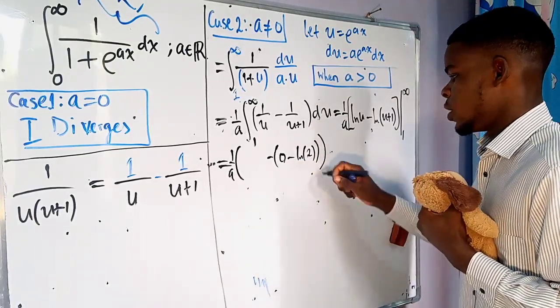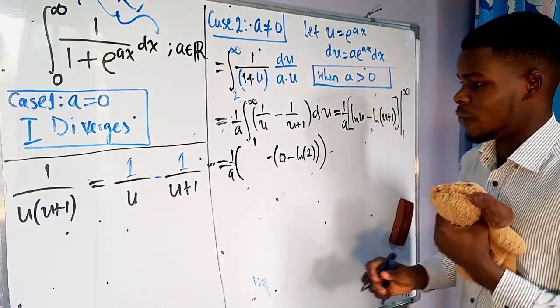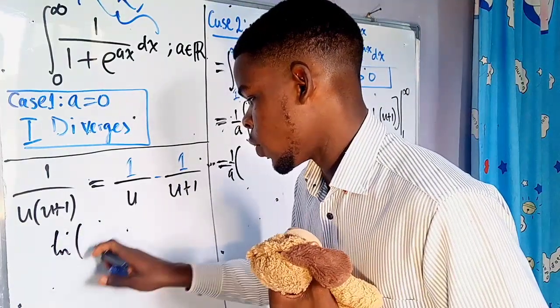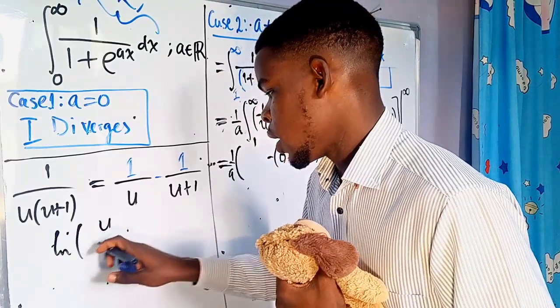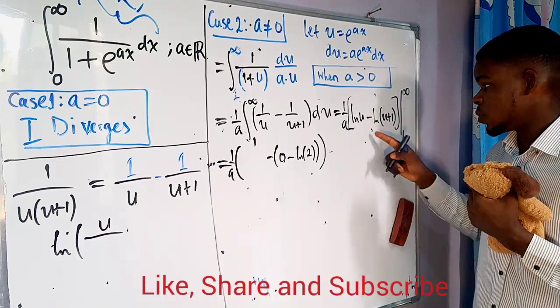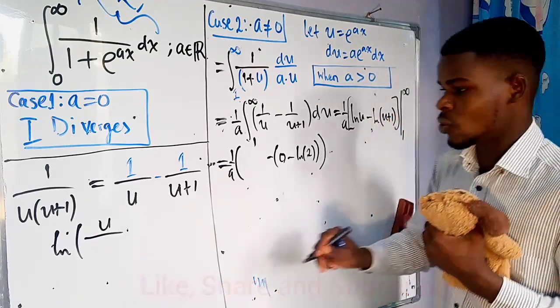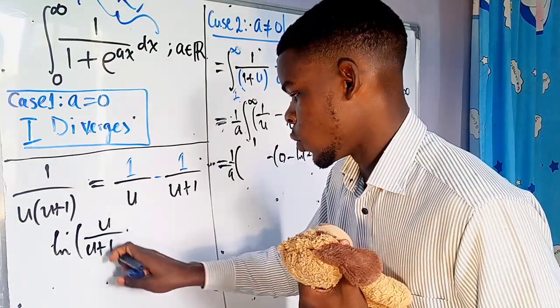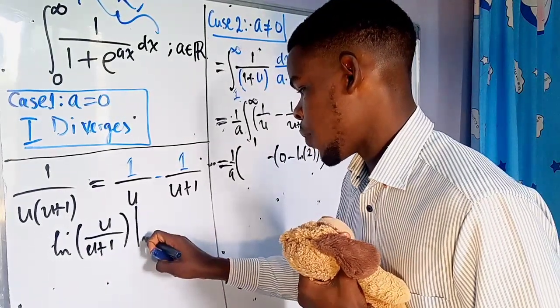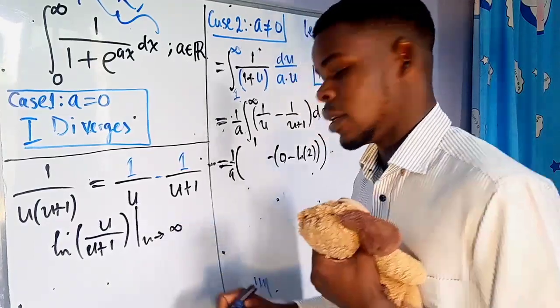So let's see when u approaches infinity to see what we have. To rewrite that, I'm going to rewrite it as natural logarithm of the ratio, since we have the difference of the natural logarithms, which will be the natural logarithm of the ratio of these two. That will be u over u plus 1, right? Take note that we have to take this as u approaches positive infinity.